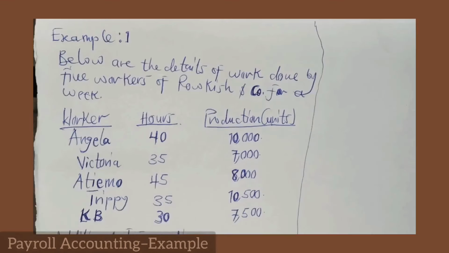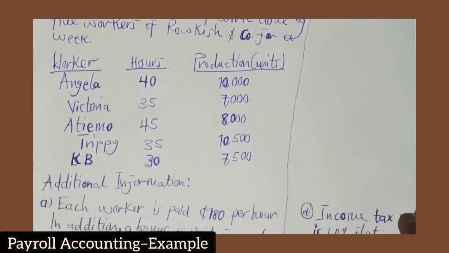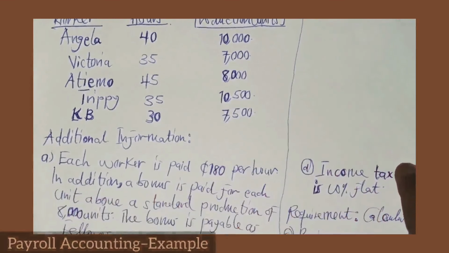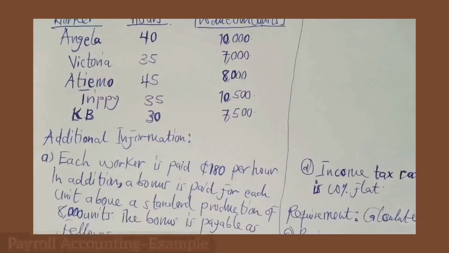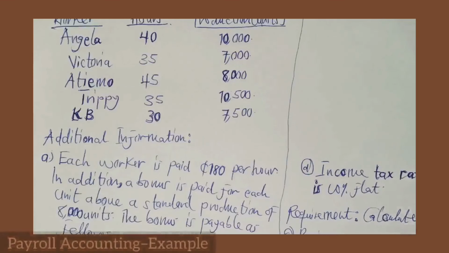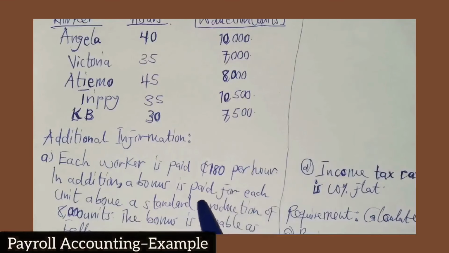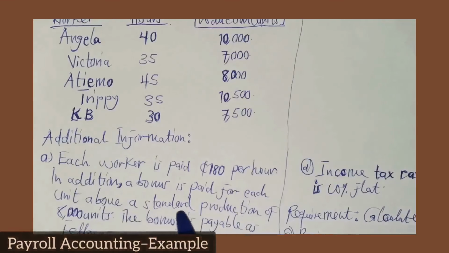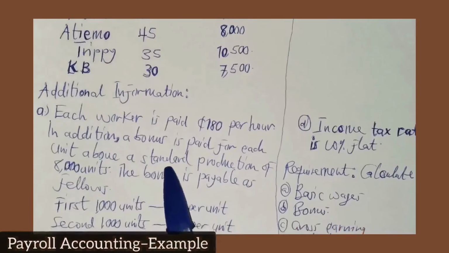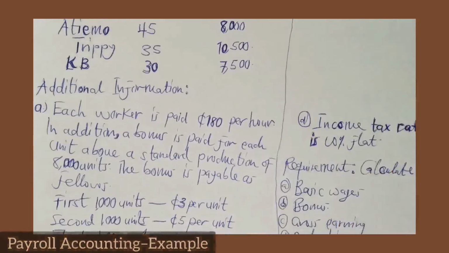Alright, so let's move on to the additional information. Additional information A is that each worker is paid 180 Ghana cedis per hour. In addition, a bonus is paid for each unit above a standard production of 8,000 units. The bonus is payable as follows. So these are how the bonuses are paid.